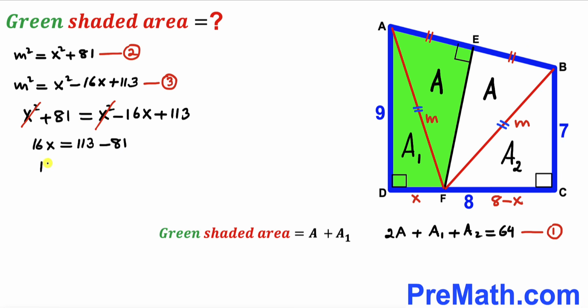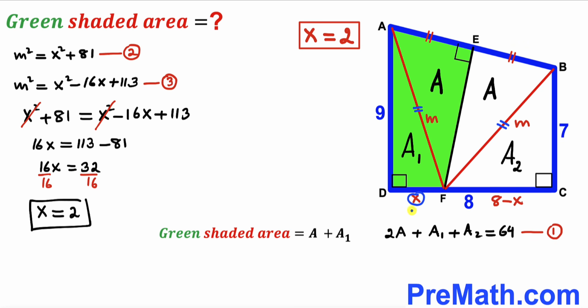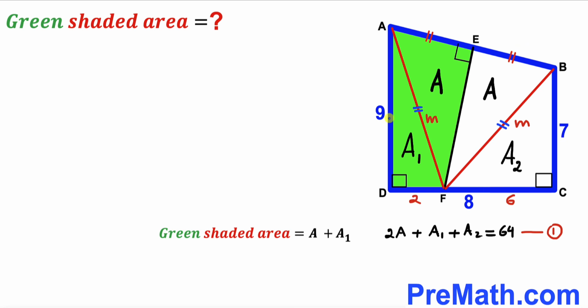So therefore we ended up with 16x equals 32. Now we are going to divide both sides by 16. So therefore our x value simply turns out to be 2. So therefore this x value is going to be 2, and this 8 minus x value turns out to be 6. And here's our next step.